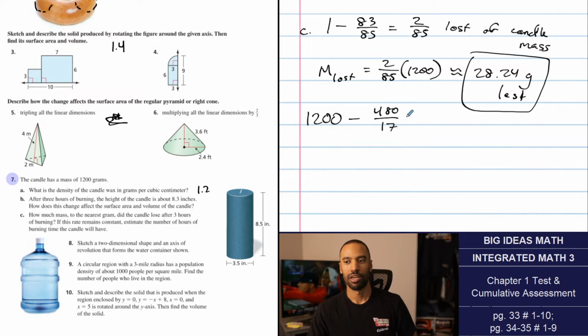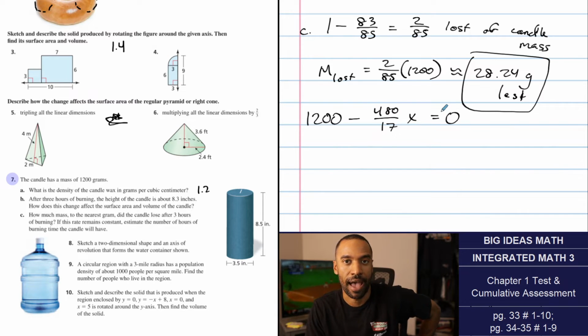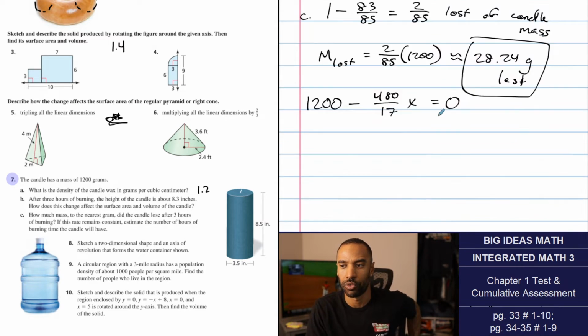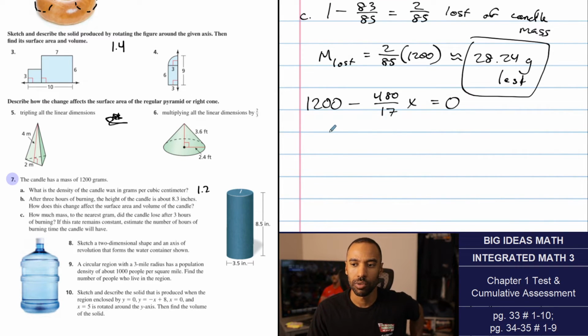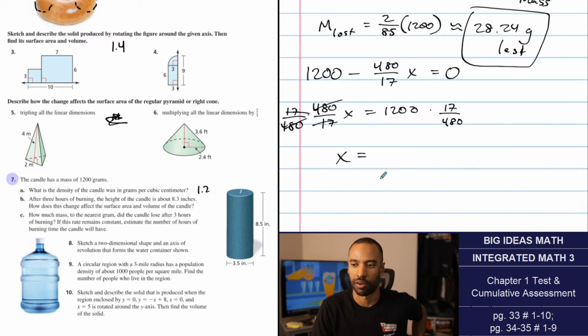We do this for a certain number of times, and we need to figure out when it equals 0. When am I out of mass, out of grams, or out of volume? You can say it whichever way you'd like, but this is the way I'm going to go about it. So we solve this: 480 over 17 x equals 1200. I multiply both sides by 17 over 480, and I'll get x equals whatever this number is.